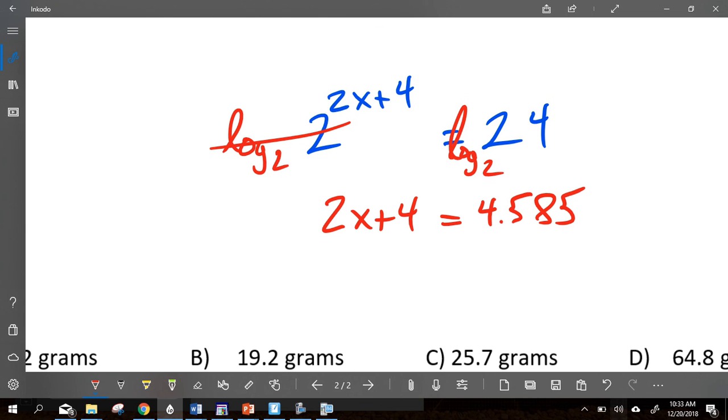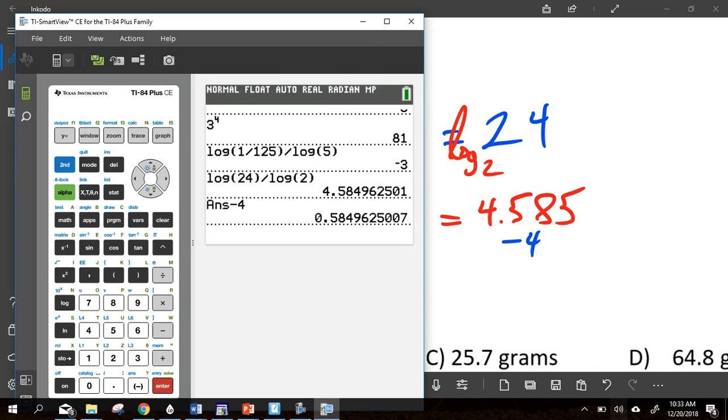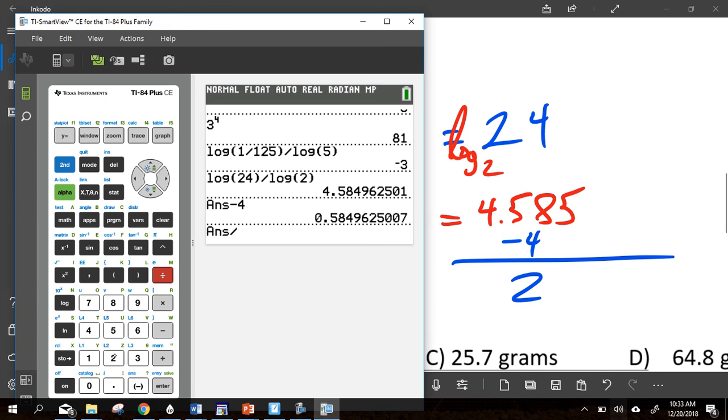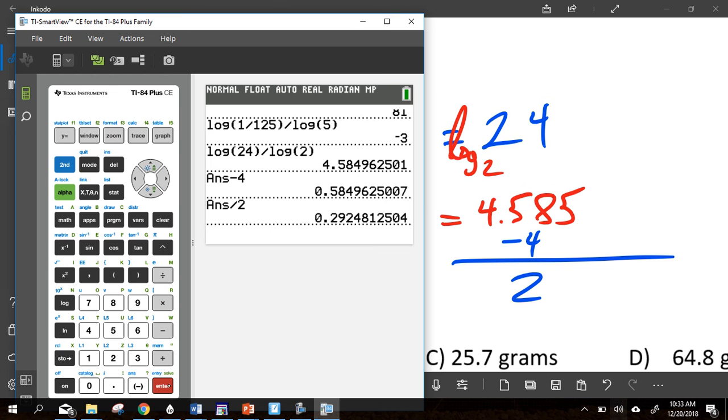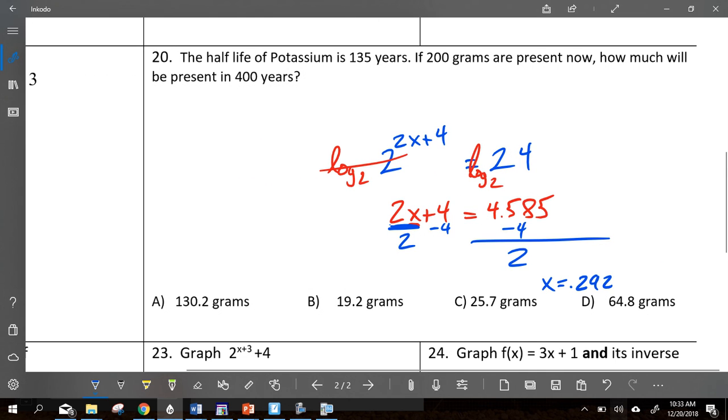That is not my answer, because I still want to get x by itself. So to get x by itself, I'm going to subtract 4 from both sides. So in my calculator, I'm going to hit minus 4. Still not my answer because it's 2x. So to get rid of the 2, I then divide both sides by 2. So in my calculator, I'm going to hit divided by 2. My final answer, x is equal to 0.292. Solving exponentials and solving logarithms. Hopefully that helps.